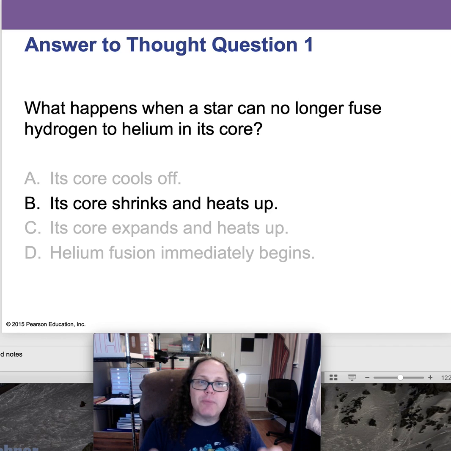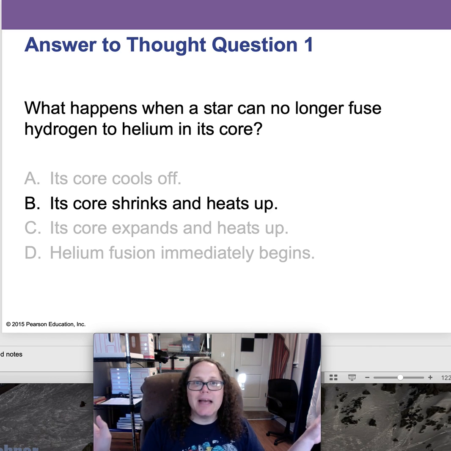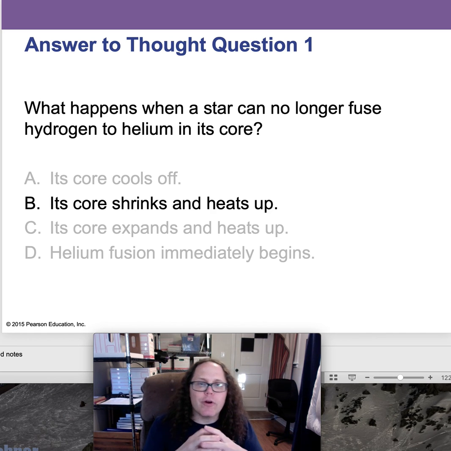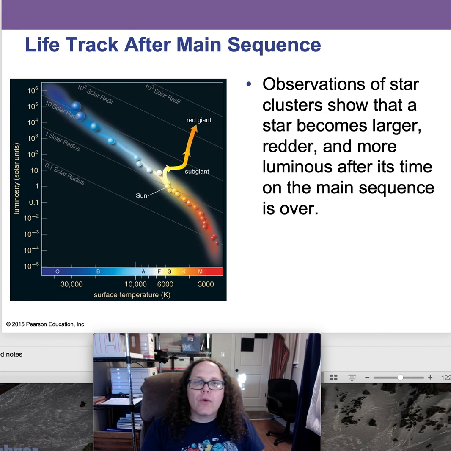Without the energy released by nuclear fusion, the core cannot maintain its size. It shrinks under the weight of the star as the outer layers push inward. What happens when you compress a gas? You heat it up. So the core shrinks and heats up. Recall that if a star is still fusing hydrogen in its core, it is on the main sequence. Once it runs out of core hydrogen, it leaves the main sequence and bounces around the upper right corner of the HR diagram. The path it takes is called its life track.